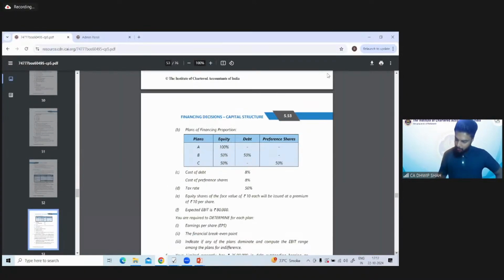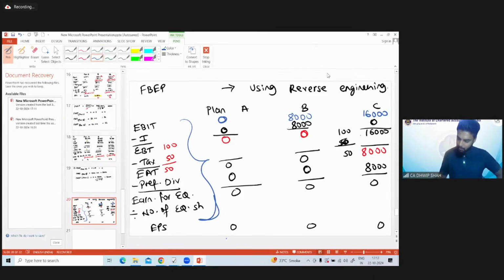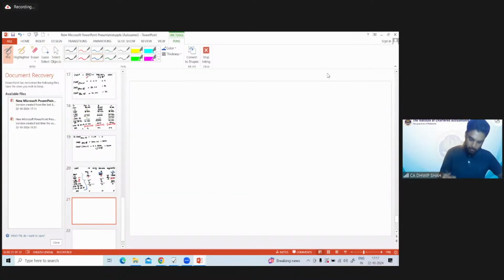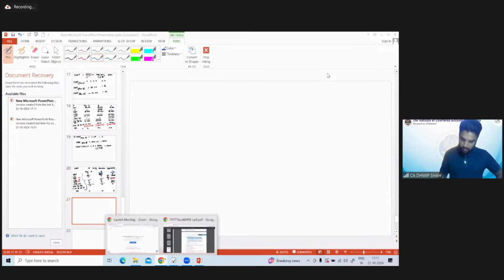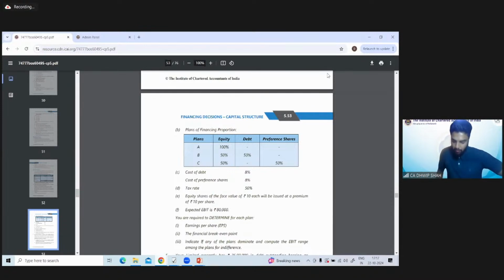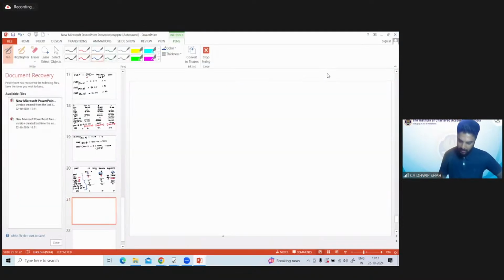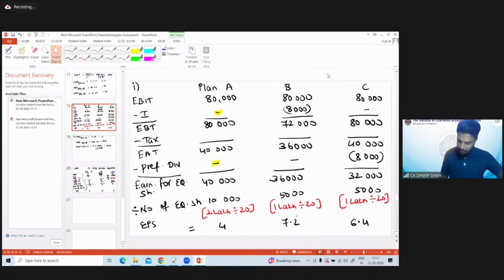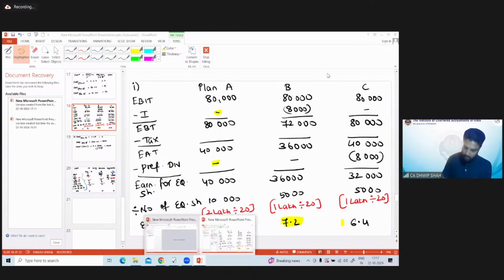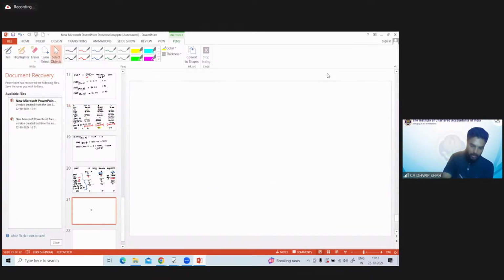Let's solve part 3 of this question. Part 3 is asking to indicate if any of the plans dominate. Yes, obviously, we can see that plan B is dominating both the plans. Plan B has the highest EPS, right? So it is dominating both these plans, and it should be selected. The company should go for plan B. So that is part 3.